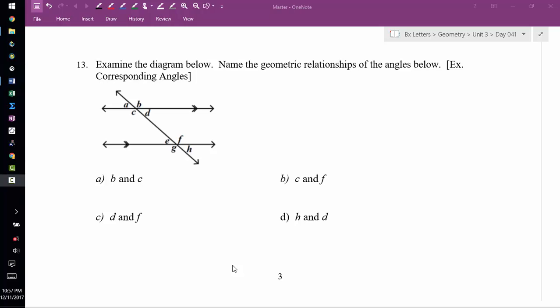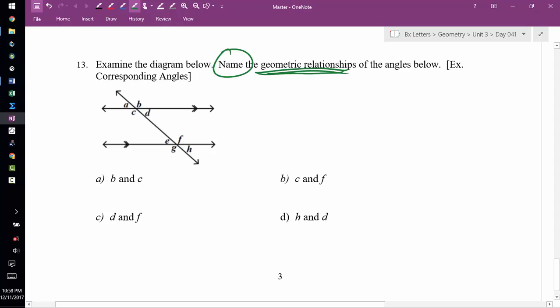And lastly, 13. This is going to be one of the part twos on our exam on Thursday. I mean, the diagram might not look exactly like this, but it's going to be the same type of deal. What you need to know going into this problem is the geometric relationships, their names when you have parallel lines.